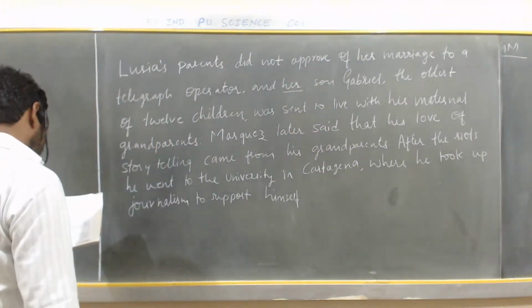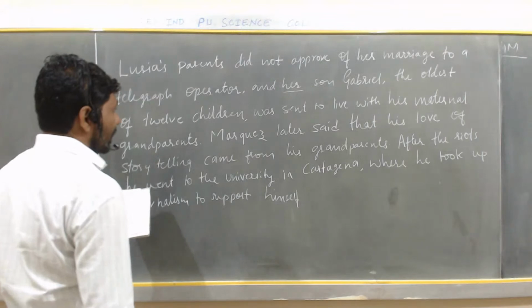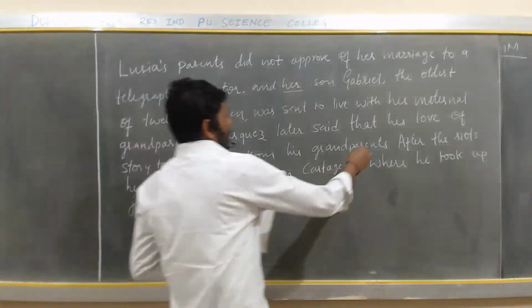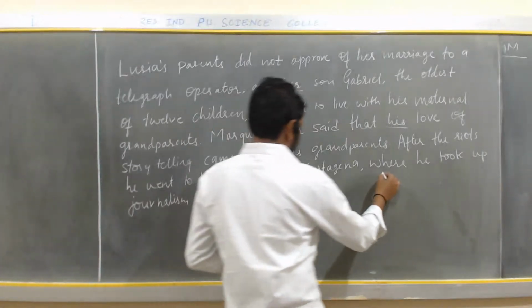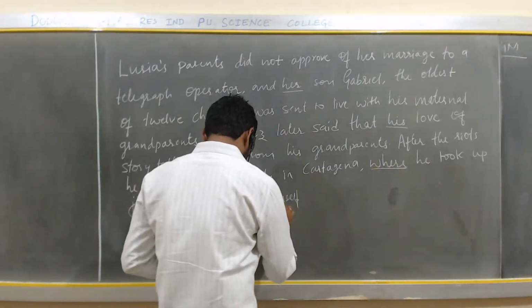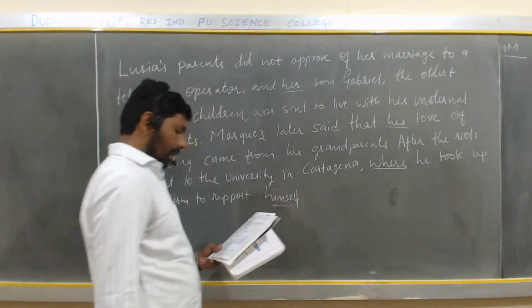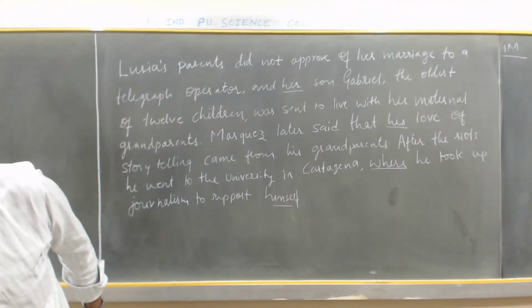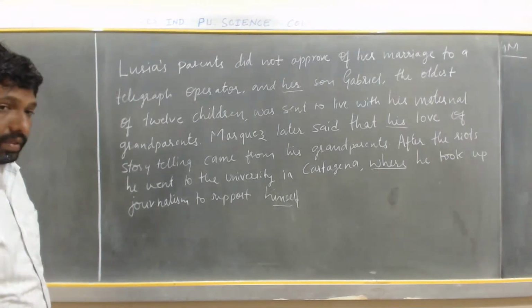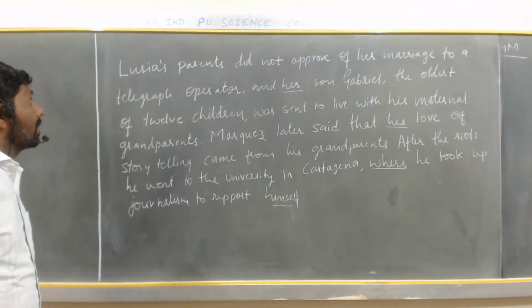One is her, the second one is his, the next is where, and the third one is himself. Very small paragraph, right? So listen here.